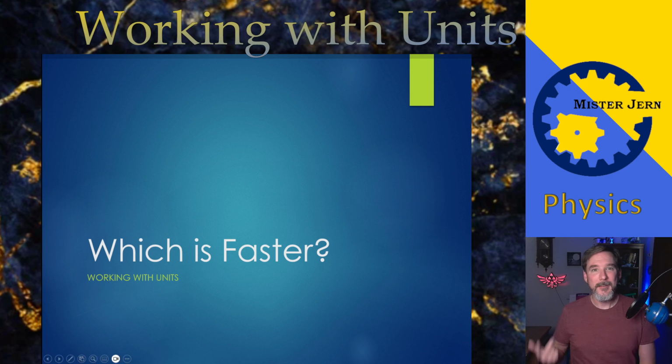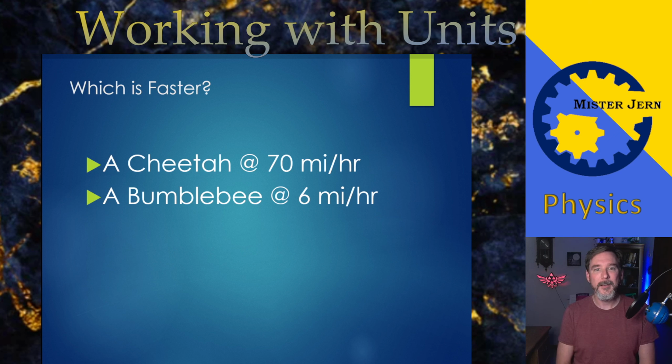Mr. Jern here. I want to talk to you a little bit about units. So to start us off, I got a couple questions for you. Which of these is faster? A cheetah going 70 miles an hour or a bumblebee going 6 miles an hour? You're very smart. Cheetah, right? 70 compared to 6, no problem.